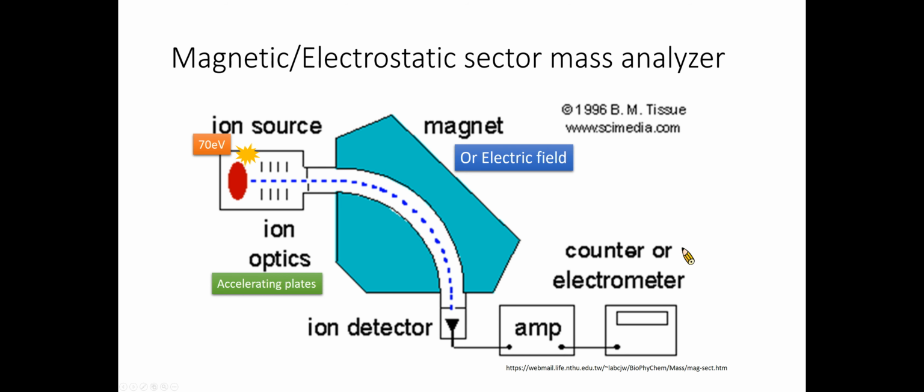Magnetic or electrostatic sector mass analyzer has a horseshoe-shaped glass tube which is evacuated, consisting of a sample inlet, electron bombarding source, and accelerating plates on one end and a collector slit at the other end. Sample in the vapor form is allowed through the inlet and bombarded with an electron beam at 70 electron volts. It knocks off one electron from every molecule, and then they become positively charged ions.